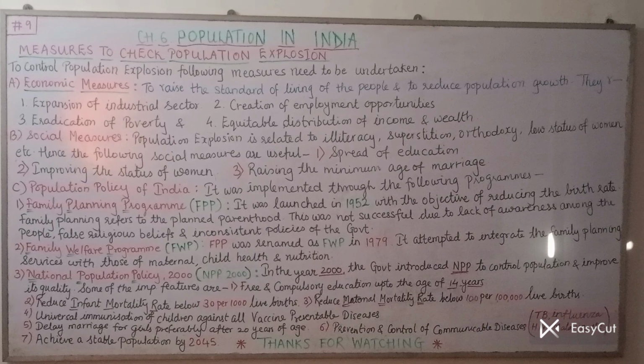So to solve these problems, the following social measures are taken, such as spread of education. Second, improving the status of women. Third, raising the minimum age of marriage. See, all these points we have studied in great detail earlier, but again in short, by raising the marriage age for women, automatically the fertility span available to a woman will reduce, and thereby she will give birth to less number of children, and it will help in reducing the population. That's the point. So these two points are over.